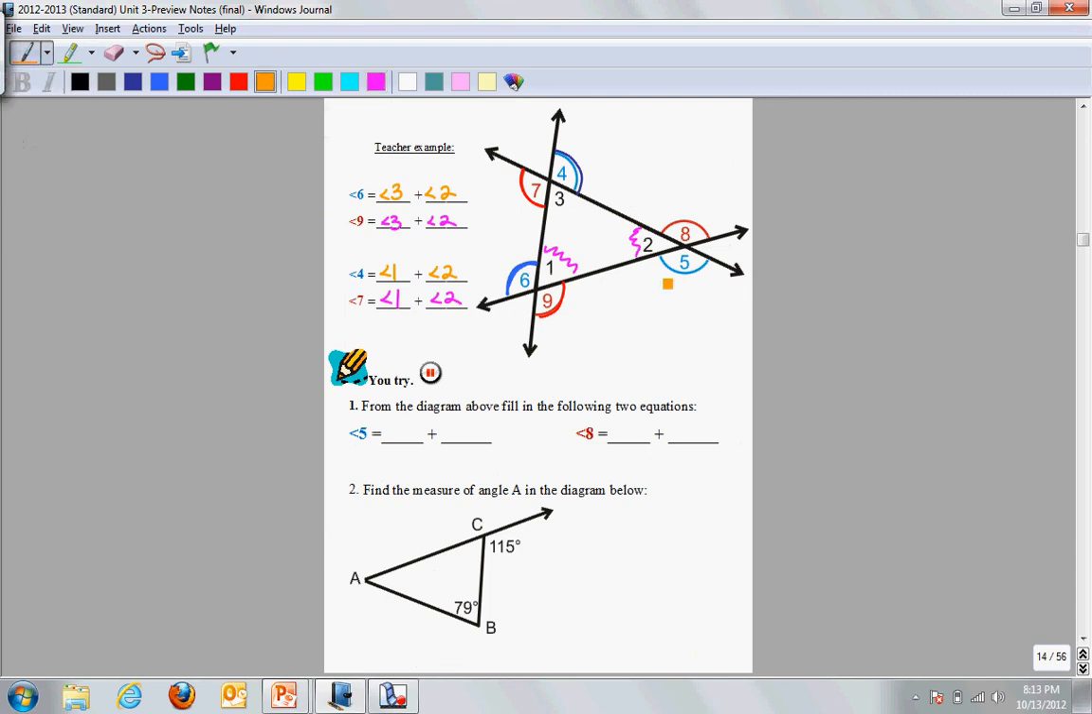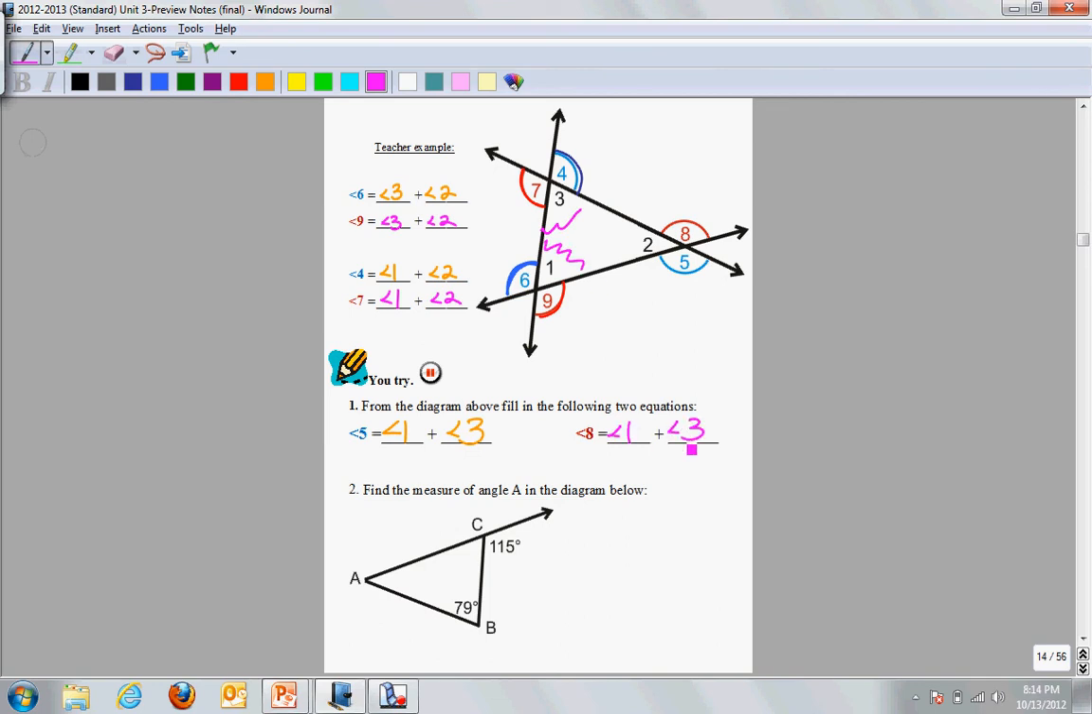Okay, welcome back. Angle 5 is equal to angles 1 and 3 added together. And of course, angle 8 is equal to the same two angles added together, which is going to be 1 and 3.